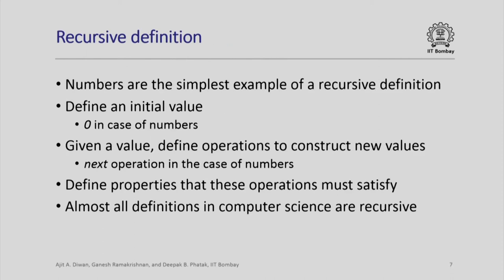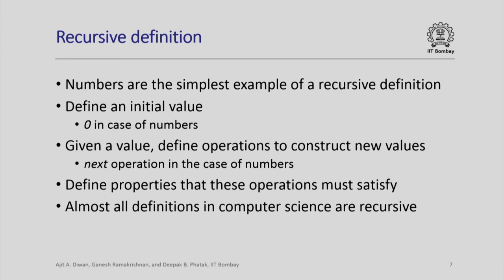But numbers are an example of what are called recursive definitions, which you will come across very often in computer science. A recursive definition essentially specifies an initial starting value. In this case, it is 0. And it gives you operations for constructing new values. In this case, we only have a next operation, which takes a number and generates another number, which is another value. So all recursive definitions will be of this kind.